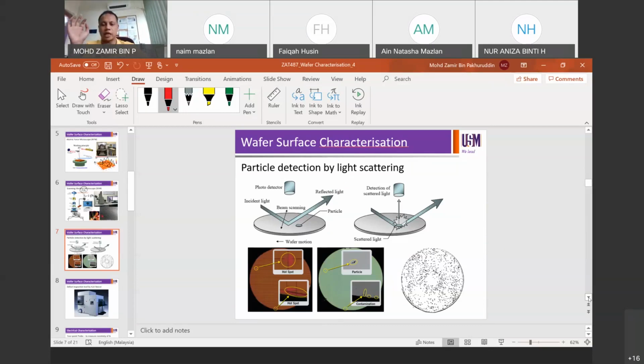There are thousands of types of defects in a wafer fab. For some defects, you need only one to kill the whole device. Some defects can be tolerated up to a couple of counts. For some defects, if there is one count, the whole device is already gone. So it's very, very sensitive. Therefore, particle detection by light scattering, to characterize the surface cleanliness of the wafer, is very important. You can see contamination, hotspots, particles, streaks of chemicals, and more.